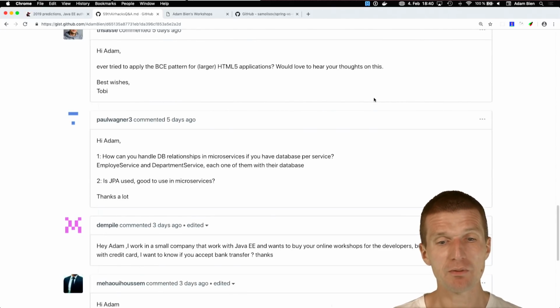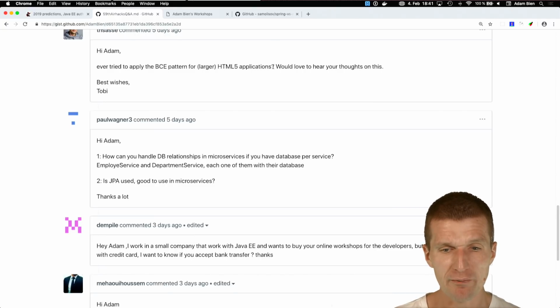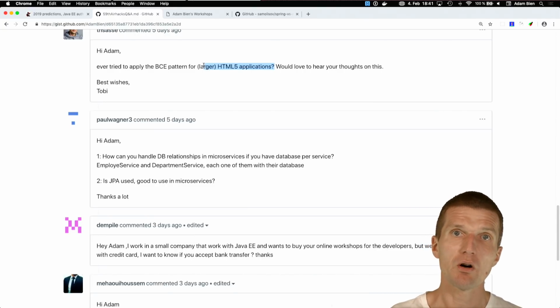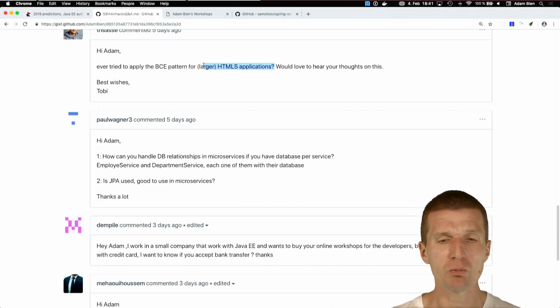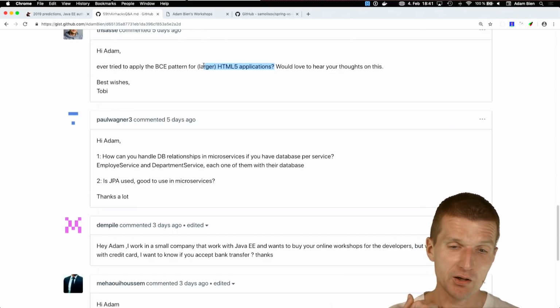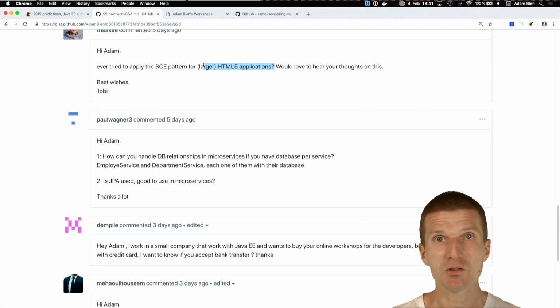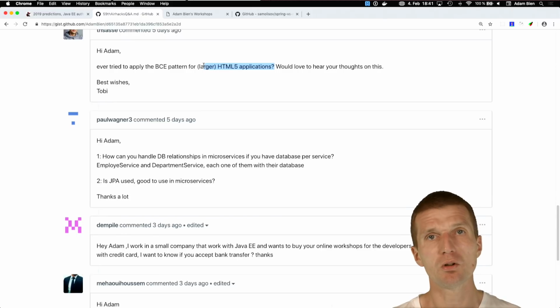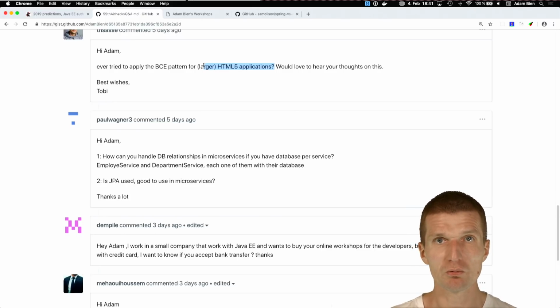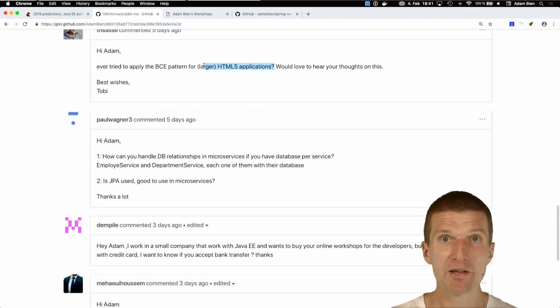But he asked me something interesting: have I ever tried to apply the BCE pattern to larger HTML5 applications? And the answer is always. All my SPAs and PWAs always have boundary, control, entities, and it works great. Boundaries are my custom elements and web components. Controls are, I wanted to say Java classes, JavaScript files with functions, so there are no more classes. And model is where the state happens, and sometimes model just uses session storage or local storage to keep the state. It works extremely well.